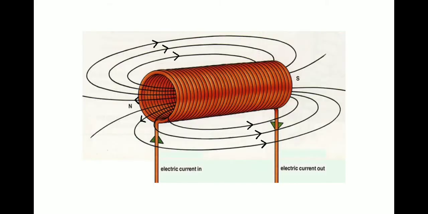Hello class 10. Today's topic is electromagnet. In the previous class, we learned that when a solenoid is taken and a current is passed through the solenoid, it will start behaving like a magnet. So this kind of magnet, which is formed when current is passed through a solenoid, is called an electromagnet.